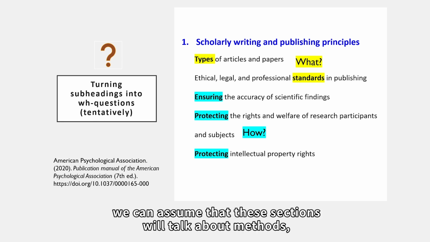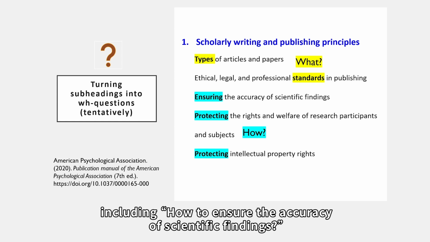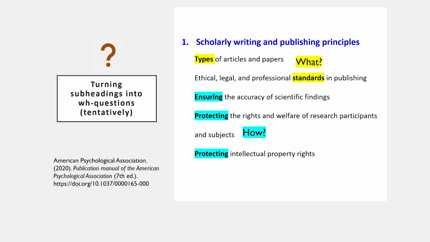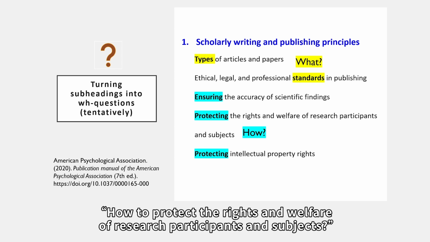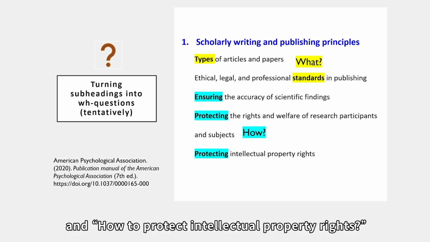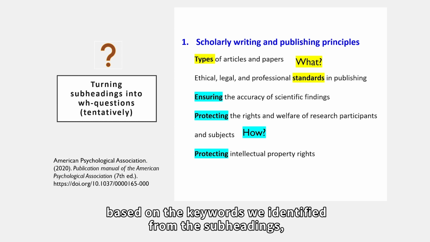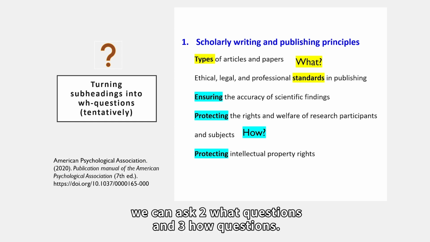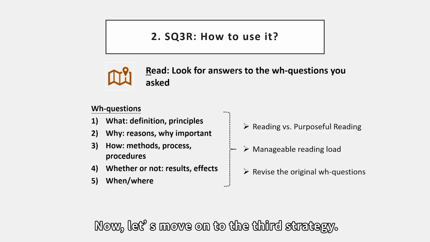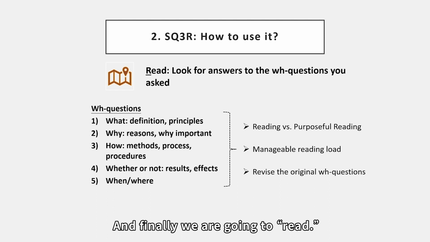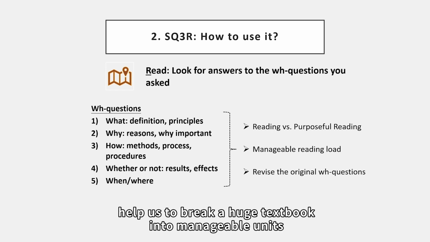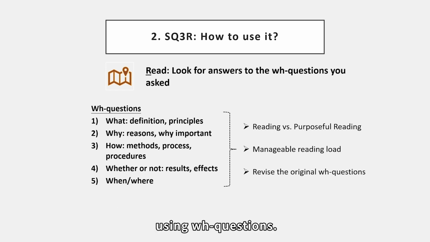According to the gerund, we can assume that these sections will talk about methods, including how to ensure the accuracy of scientific findings, how to protect the rights and welfare of research participants and subjects, and how to protect intellectual property rights. In summary, based on the keywords we identify from the subheadings, we can ask 2 what questions and 3 how questions. Now, let's move on to the third strategy, and finally, we are going to read. The survey and question strategies help us to break a huge textbook into manageable units using WH questions.